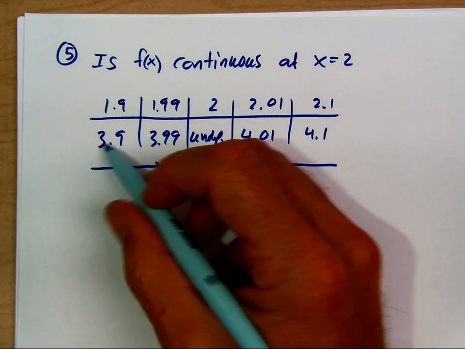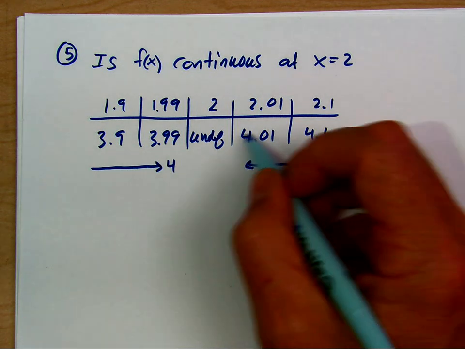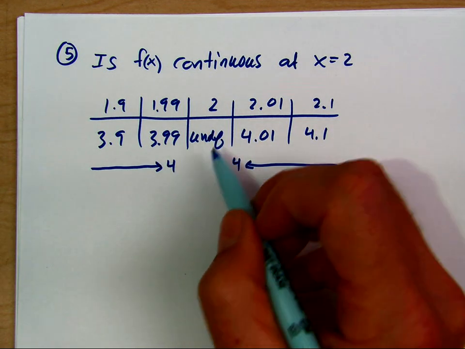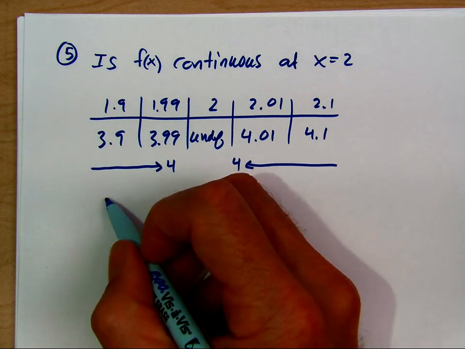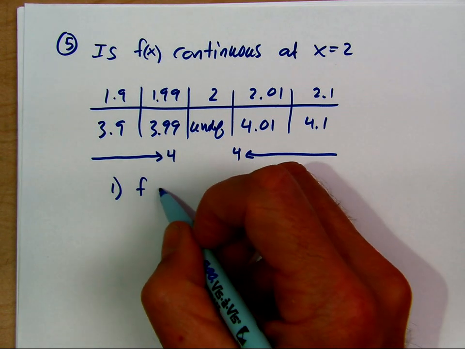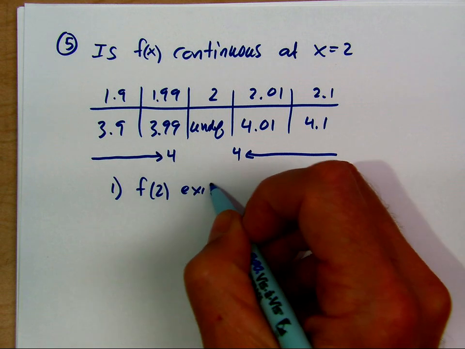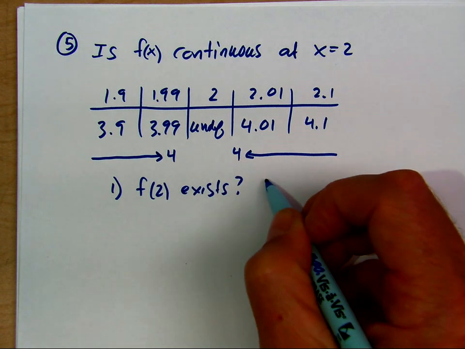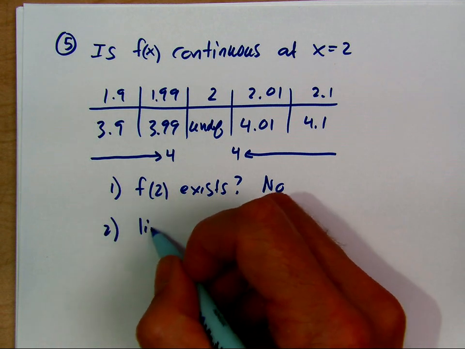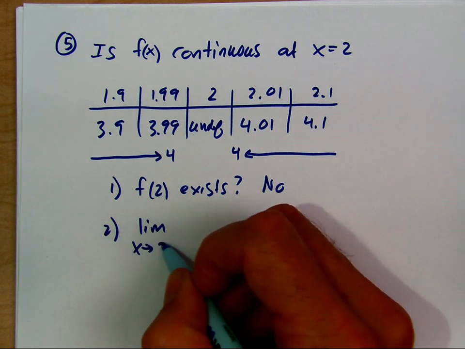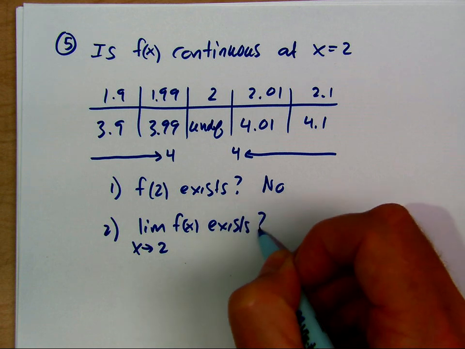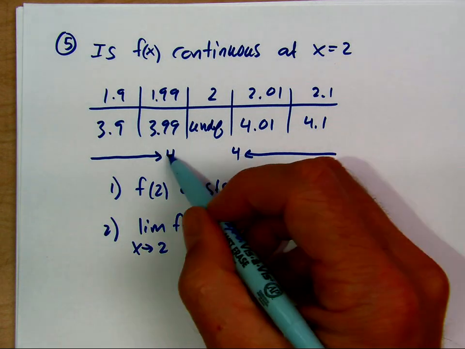We know this is going to 4. These are going to 4. So the function is undefined, but the limit exists. So we have these 3 steps. f of 2 exists? No. f of 2 does not exist. Limit as x goes to 2 of f exists? Yes, the limit is 4.